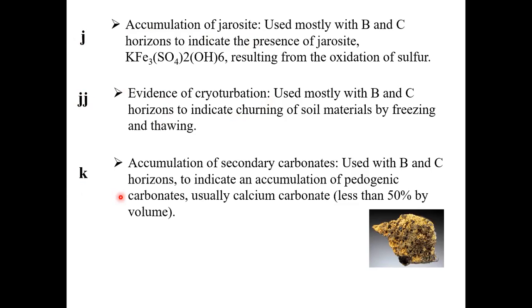So K means accumulation of secondary carbonates. Especially whoever is following the Chadwick textbook, you can see BK. BK is nothing but the accumulation of secondary carbonates. Mostly you can see it in B and C horizons. You can see an accumulation of pedogenic carbonates, usually calcium carbonate, students. If I mention BK, it means accumulation of calcium carbonate. So remember this, students. If I give any K, that's called calcium carbonate.